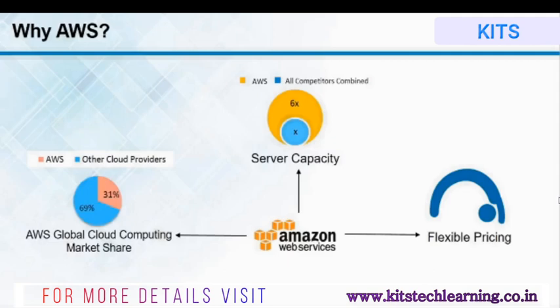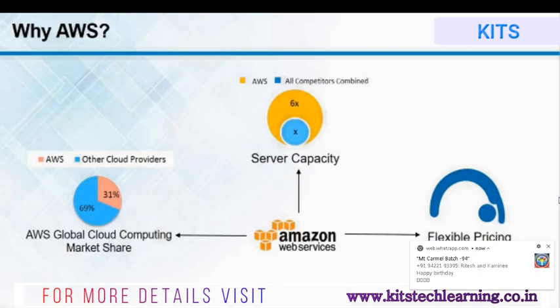AWS has a global cloud computing market share of 31% as compared to its competitors, which have a cloud computing market share of 69%. Now you would say 31% is nothing compared to 69%, right? But the thing to understand is that AWS alone has a share of 31%, and no one, not even Azure, which is the closest competitor to AWS, has a number even near to 31%. So this number is huge. AWS is leading by a very huge margin.